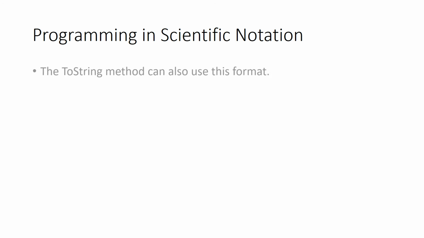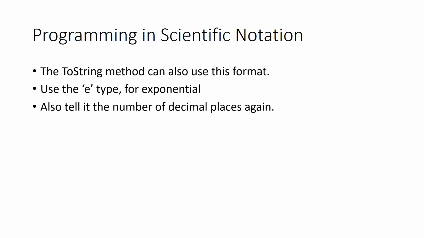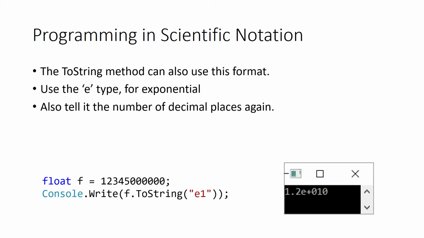Then you've got scientific notation. ToString can also do this by putting in E as the type. E is short for exponential. It's not exactly the same, I guess, but it's basically scientific notation. And again, tell it a number of decimal places. So for example, that same number, if you tell it to write it as an E1 type, that's exponential with 1 decimal place. So that 1 decimal place is rounded off.